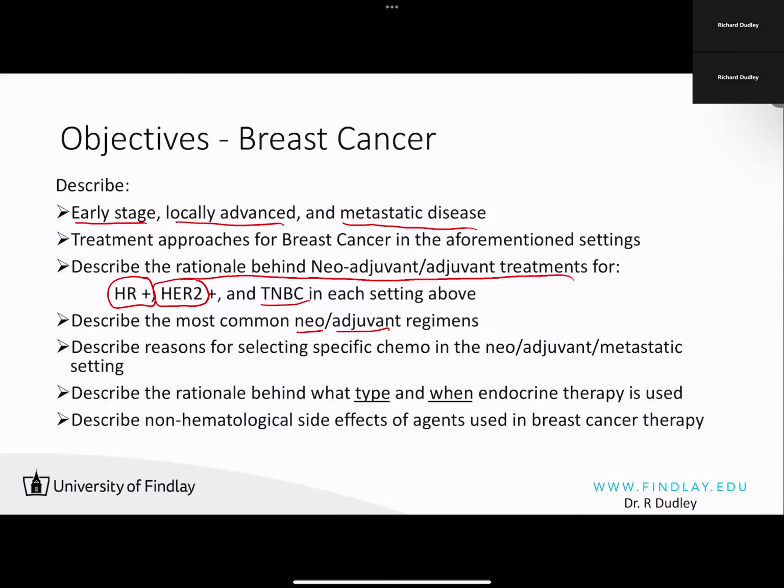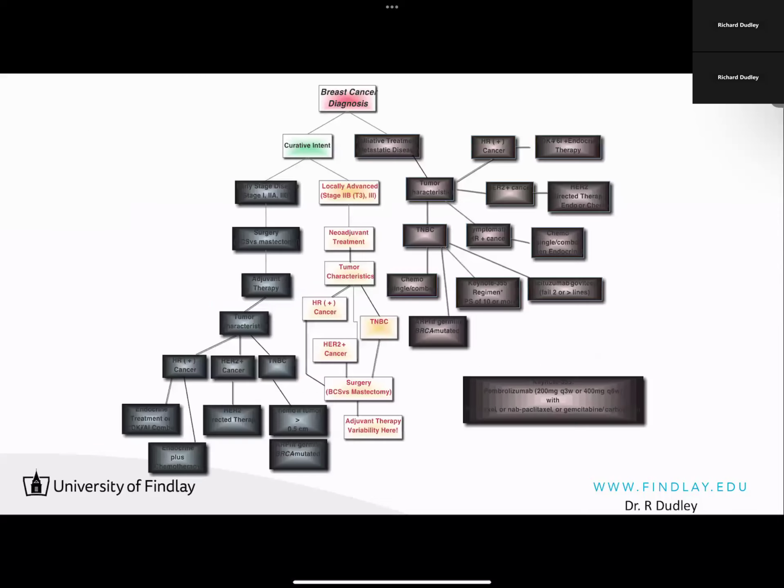The rationale behind what and when with regard to endocrine therapy circles back to hormone receptor positivity, so we'll touch on that. And along the way, what are the non-hematological side effects that some of these drugs cause, their dose-limiting toxicities? We'll focus in on that.